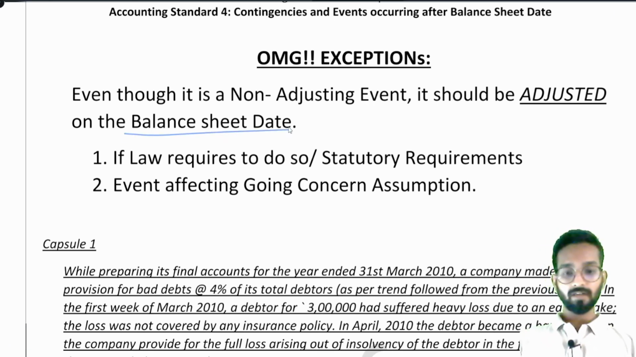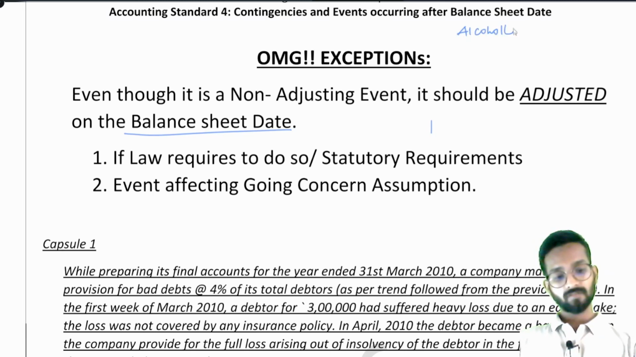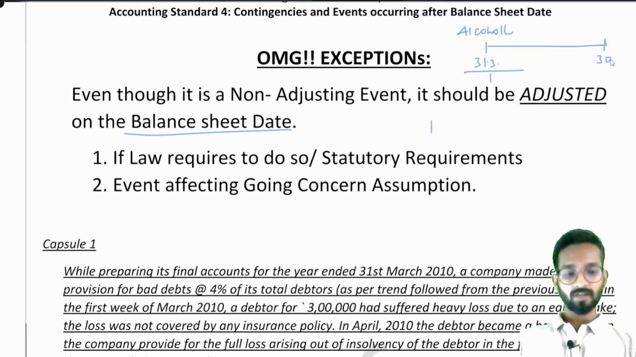What is the exception? See, even though it is a non-adjusting event, it should be adjusted on the balance sheet date when law requires to do so. For example, say 31st March financial statements are signed. Suppose we have an alcohol factory, we are in the business of alcohol. On 31st March, financial statements are already made. Done. On 30th June, we have the AGM, where we have to approve the financial statements, the annual general meeting of shareholders.